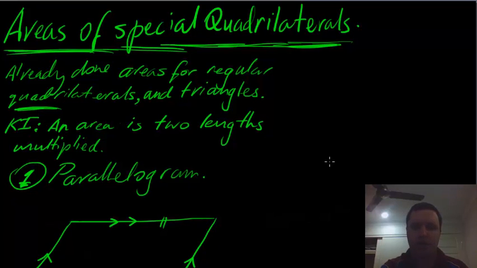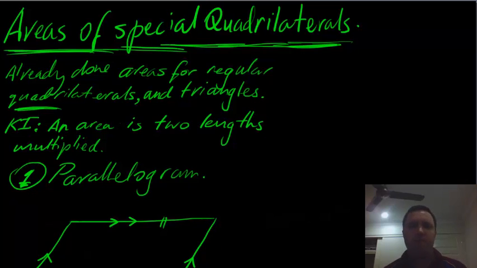Okay, so welcome to the next video in our flip series. We're going to be talking today about areas of special quadrilaterals. In our last video we talked about areas of regular quadrilaterals like squares and rectangles, and we also spoke about triangles as well. This one is about special quadrilaterals.